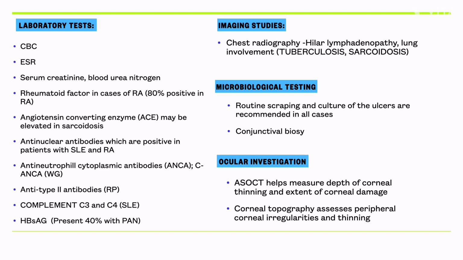In microbiology, we must perform routine scraping and cultures of the ulcers in all cases to rule out infectious causes alongside the possible conjunctival biopsy to look for vasculitis and inflammatory cells. Now in imaging, a chest X-ray is vital to look for hilar lymphadenopathy or lung involvement, which is indicative of sarcoidosis or tuberculosis. In ocular investigations, we use AS-OCT scan to precisely measure the depth of corneal thinning. Also corneal topography, which allows us to assess the overall irregularities and extent of peripheral damage caused by the ulceration and thinning.